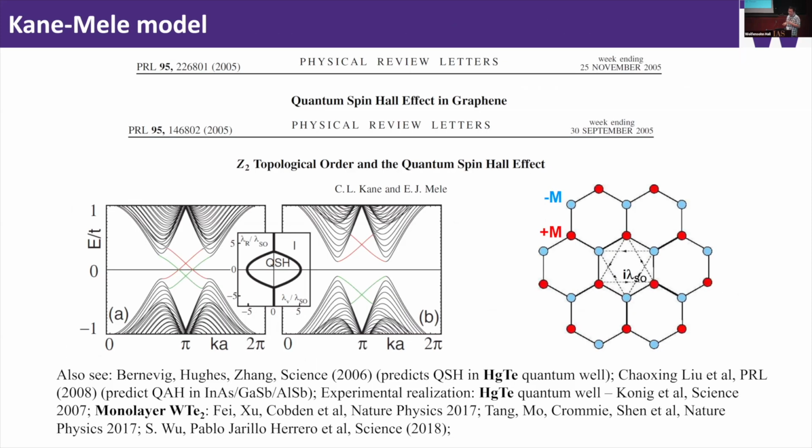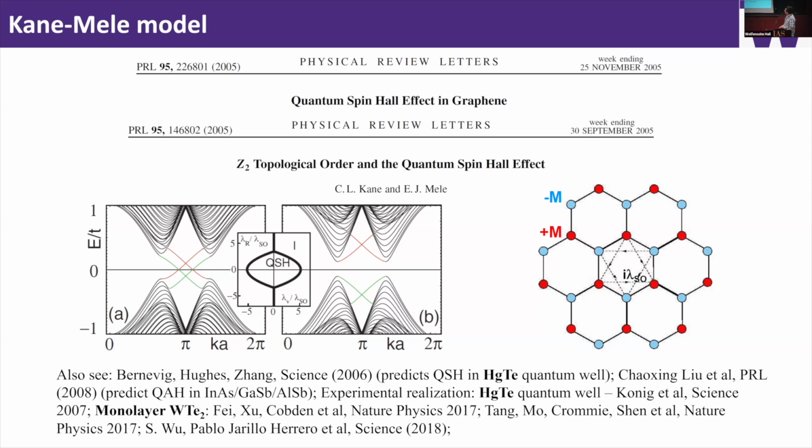Building on Duncan's model, in the early 2000s Charlie Kane and Eugene Mele introduced spin orbit coupling into the Haldane model, now known as the Kane-Mele model. Once you have this spin orbit coupling, what Kane and Mele showed is that you can realize the quantum spin Hall effect. The model they use is built on graphene.